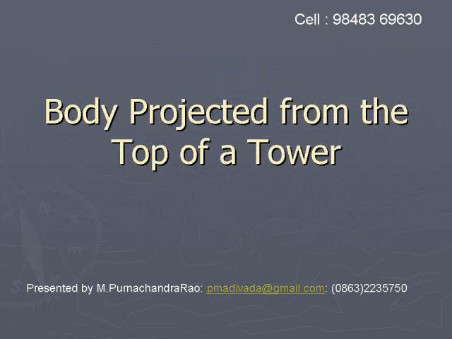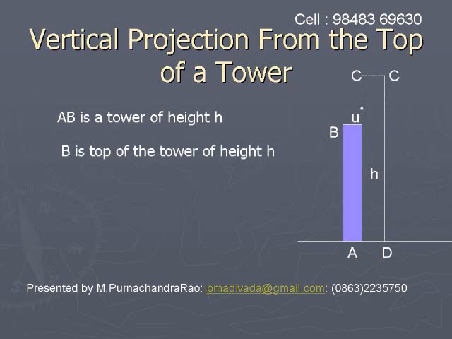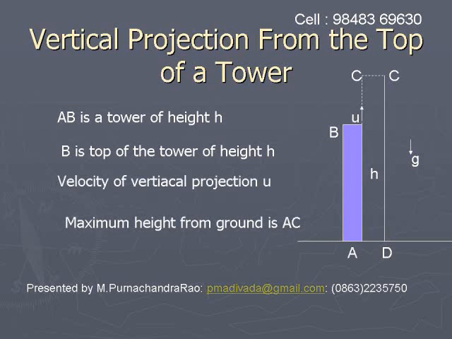Vertical projection from the top of a tower. First, let us try to understand the figure. Let AB be a tower, B is top of the tower, and A is foot of the tower. From B, suppose a body is projected vertically upwards with a velocity u, at the top of the tower B.